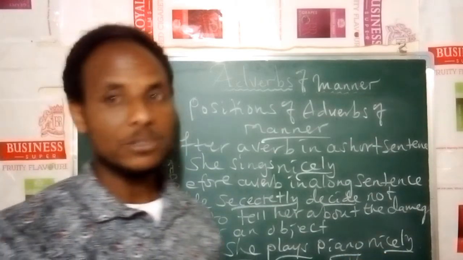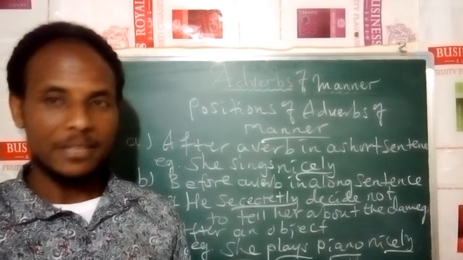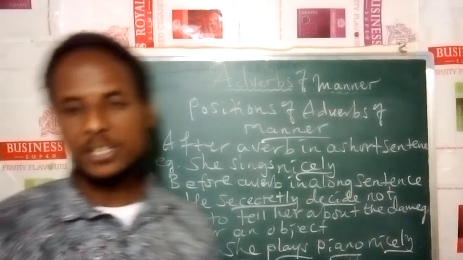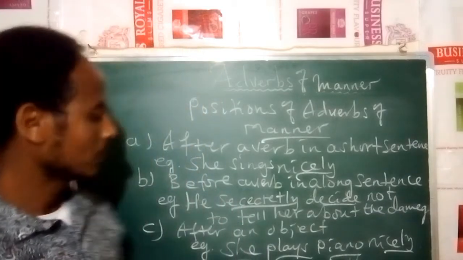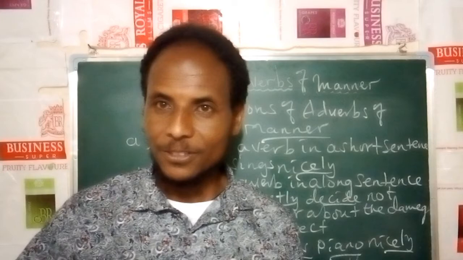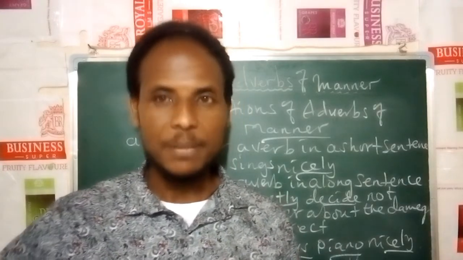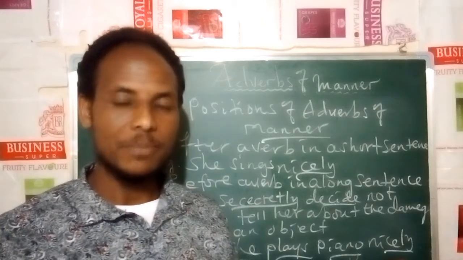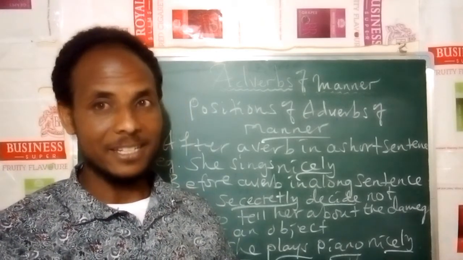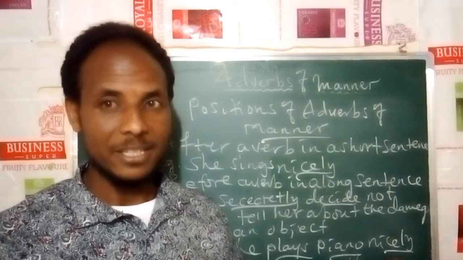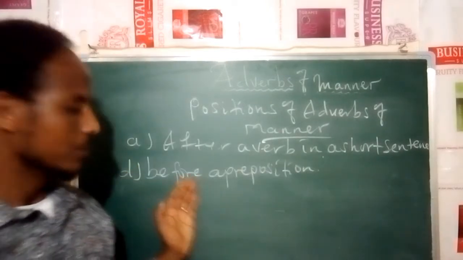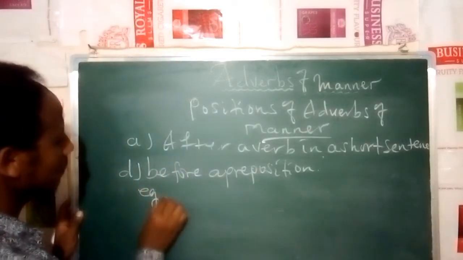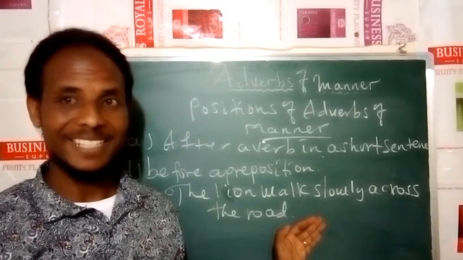She plays piano nicely. How does she play piano? Nicely. In what way does she play piano? Nicely. In what manner does she play piano? Nicely. So the adverb of manner nicely is placed after an object in a sentence, before a preposition. Okay. Before a preposition in a sentence.